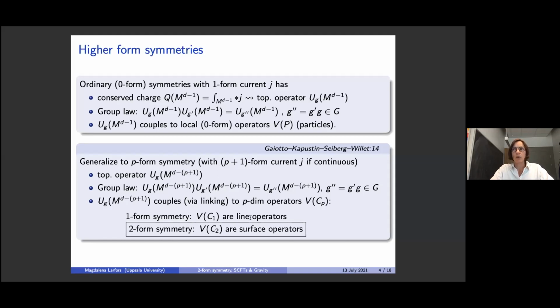Similar to the ordinary zero-form symmetry, we have this group law, and we can look for charged operators by looking at how these topological operators can link with various p-dimensional local or semi-local operators. So if you have a p-form symmetry, you have these p-dimensional operators, and that is what you should look for if you want to find a p-form symmetry. Since what we're interested in this talk are the two-form symmetries, what we will look for in our theories are surface operators.